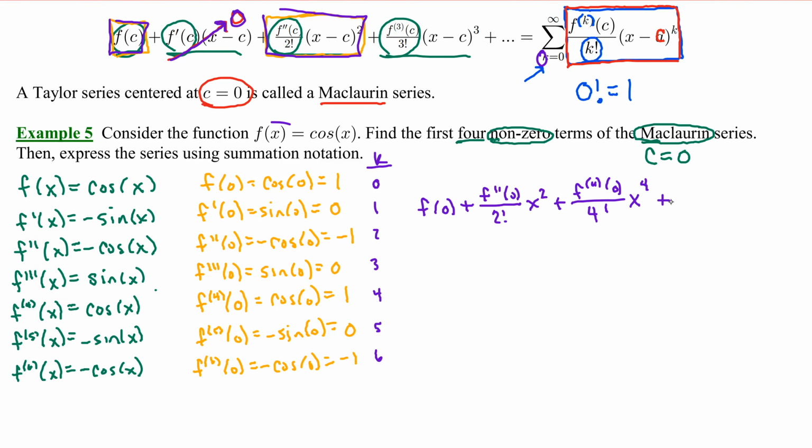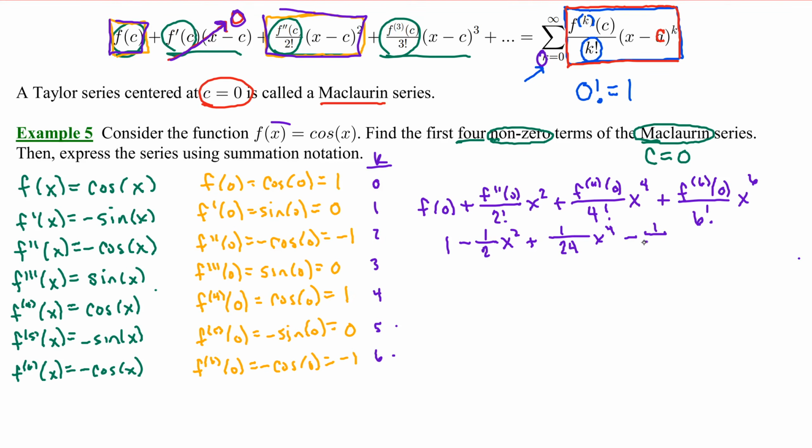We need one more non-zero term. K equals 5 has a 0 coefficient. K equals 6 has substance. So this will be the sixth derivative evaluated at 0 divided by 6 factorial x to the sixth. Plugging in our details here, f of 0 is 1. F double prime of 0 was negative 1. So let's write it negative 1 over 2 factorial. 2 times 1, 2 factorial is 2, x squared. The fourth derivative evaluated at 0 is positive 1. 4 factorial is 4 times 3 times 2 times 1. That gives us 24, x to the fourth. And finally, the sixth derivative of f evaluated at 0 is negative 1.